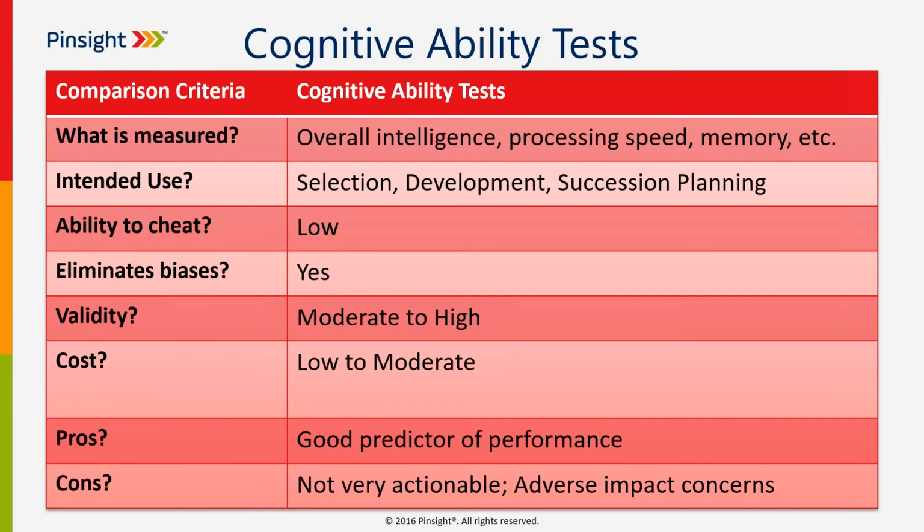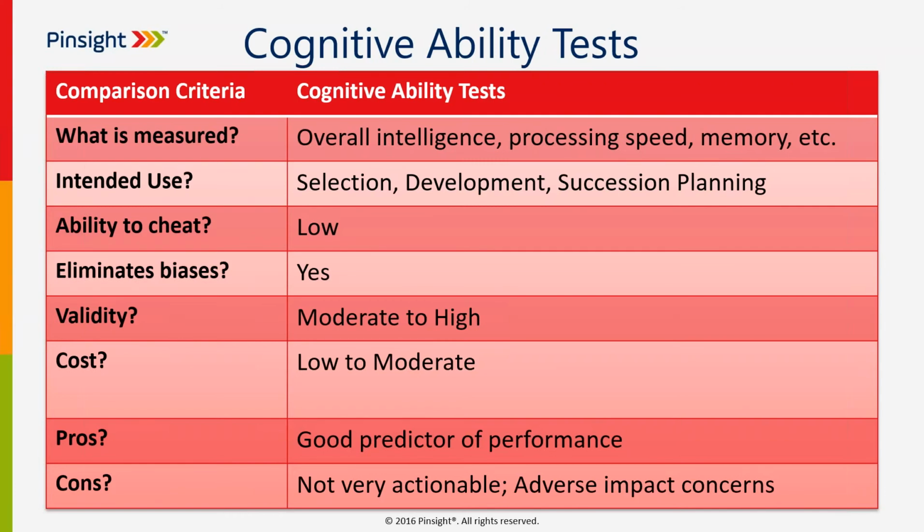So the ability to cheat is generally low, assuming that it is proctored, because there is a right and wrong answer for many of these assessments. It becomes really important to proctor this. You can't just send the candidate a link or the employee a link and say, complete this at your convenience. Generally with cognitive ability tests, they must be proctored in a situation where the individual isn't able to use outside resources to help them in that test.